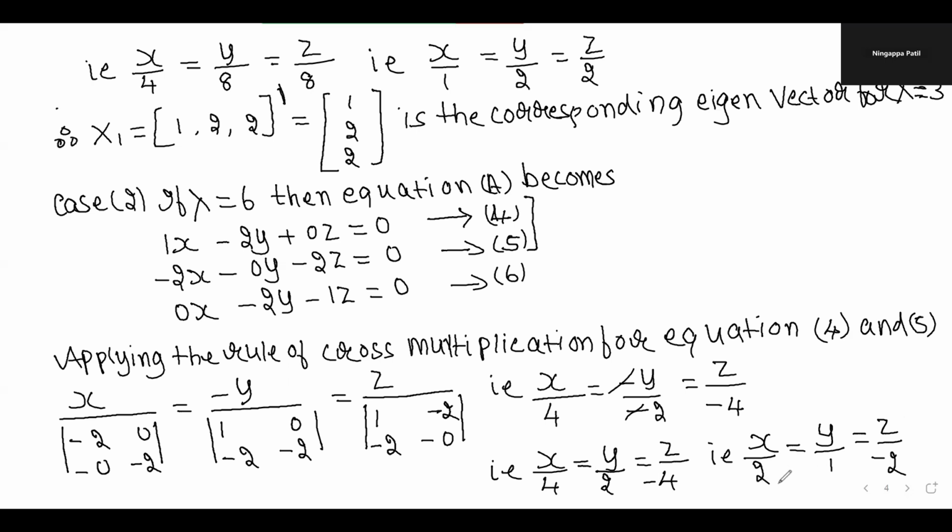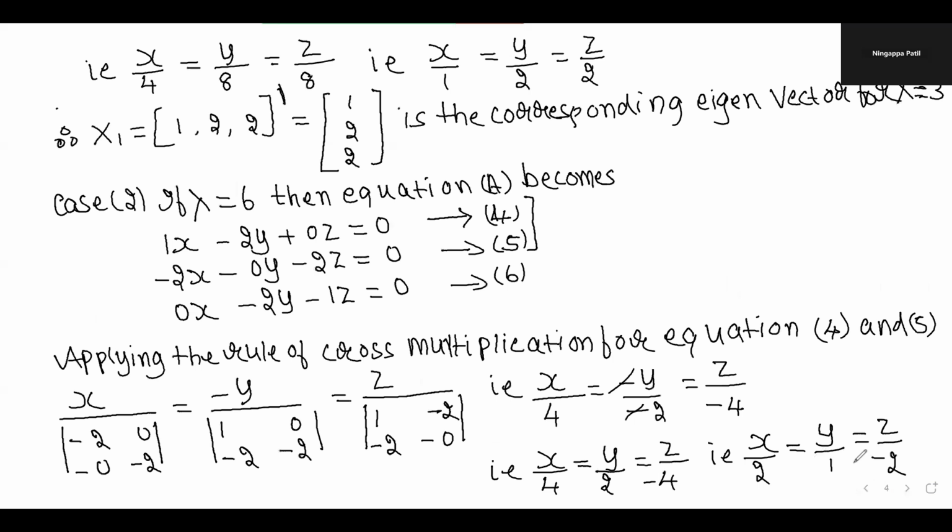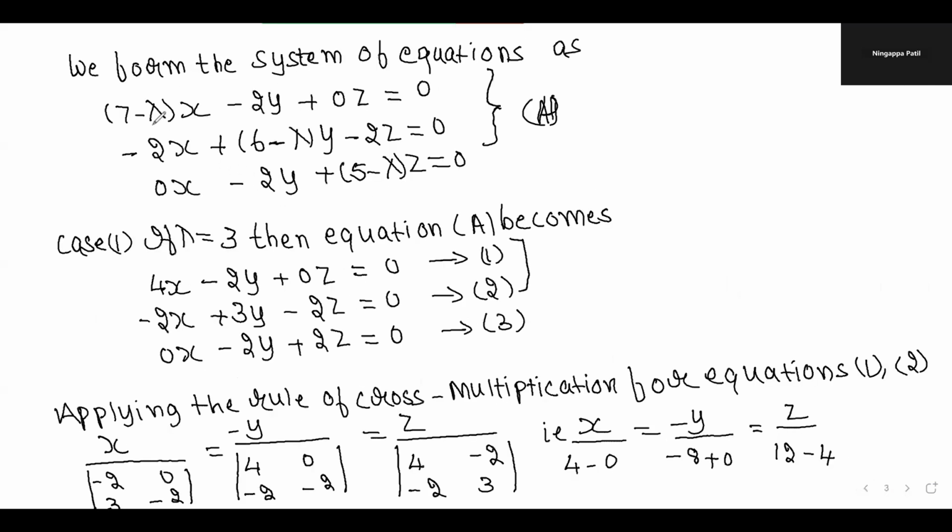And this is the eigenvector, my dear students. Okay, look here. X2 equals 2, 1, 2, and this is actually a transpose. And this is the required eigenvector for lambda equal to 6. And if lambda equal to 9, then equation A becomes, look here: 7 minus 9 is minus 2x, minus 2y plus 0z; minus 2x, 6 minus 9 is minus 3y, minus 2z equal to 0.